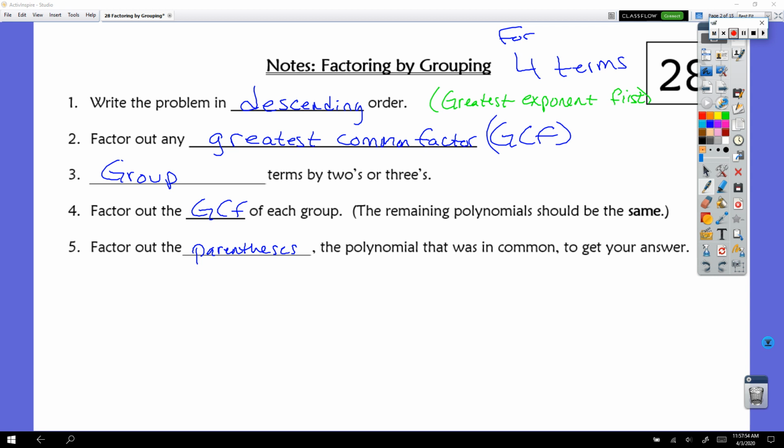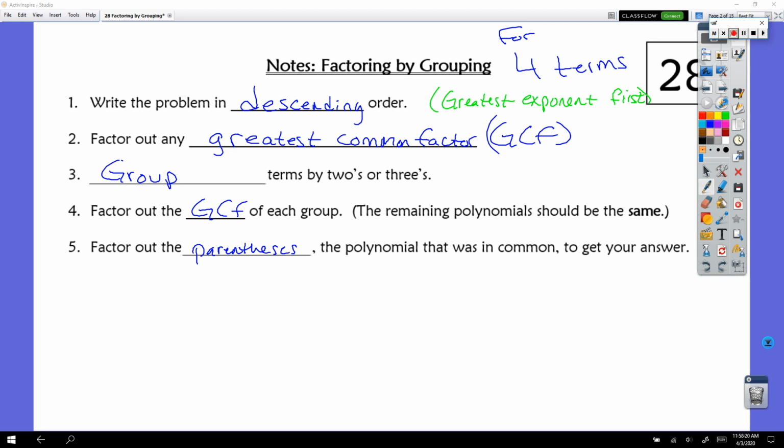exponent goes first. Then we're going to look for any greatest common factor, a GCF, and that would be something that divides into all the terms of your expression. Our third step is to group the terms by 2's or 3's, depending on whether we've got a group of 4, that will be grouped by 2's, or if we have a group of like 6 terms, we would group by 3's. Then we factor out the GCF for each group.